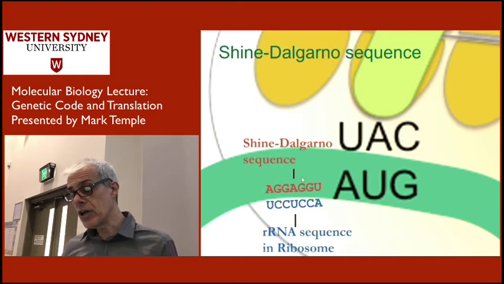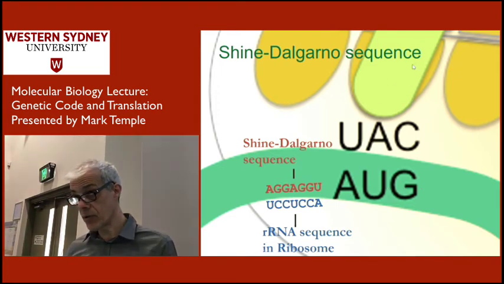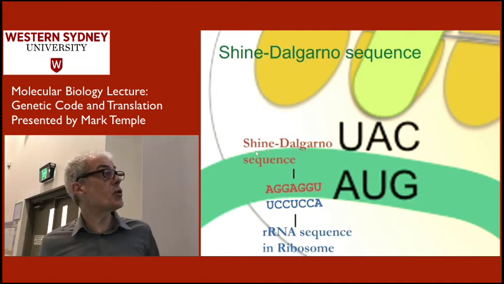Okay? So you get this base pairing between the messenger RNA and the rRNA that's in the small subunit of the ribosome, and this is positioned just enough base pairs away to put the AUG sequence into the correct part of the ribosome, which then allows this transfer RNA to come into this pocket and base pair. So this Shine-Dalgarno sequence is really important.